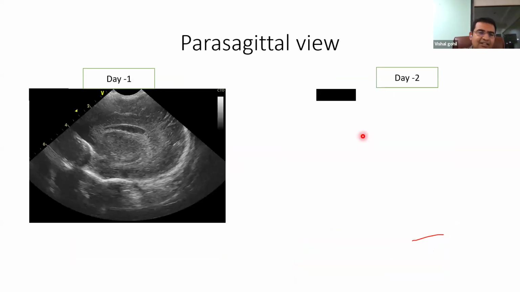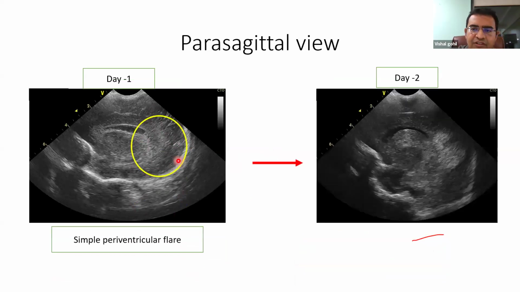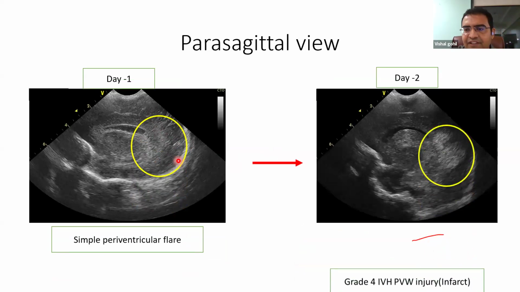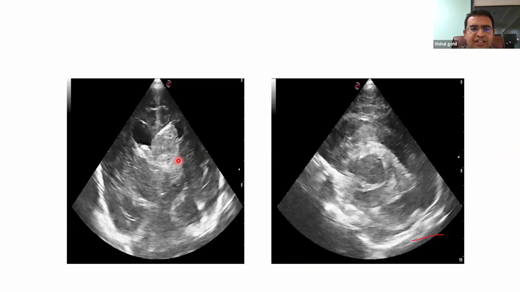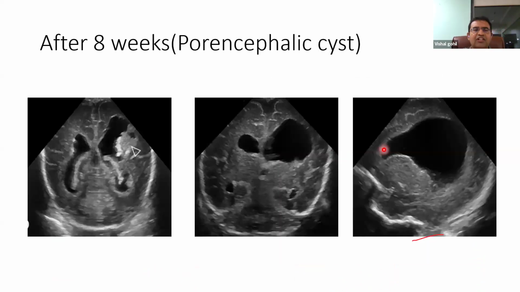Same thing with the parasagittal view. You can see periventricular flare over here, and if we follow the case, then you can see the grade 4 IVH over here. Okay, so this is another example. You can see the bleed not only in the lateral ventricle, but also extending outside of your lateral ventricle and over here also. So what happens if we follow this grade 4 IVH? Most of the time it converts into porencephaly and sometimes it merges with your lateral ventricle over here. So it has a very poor outcome if you face grade 4 IVH.